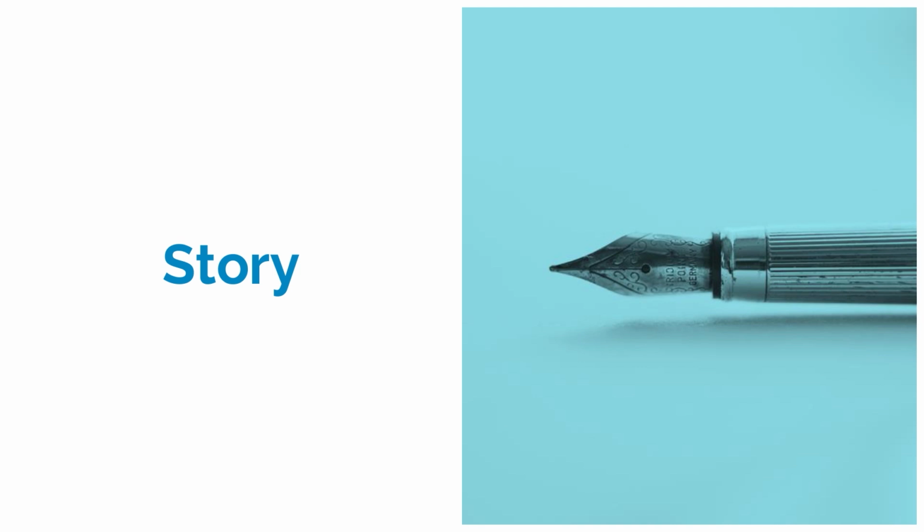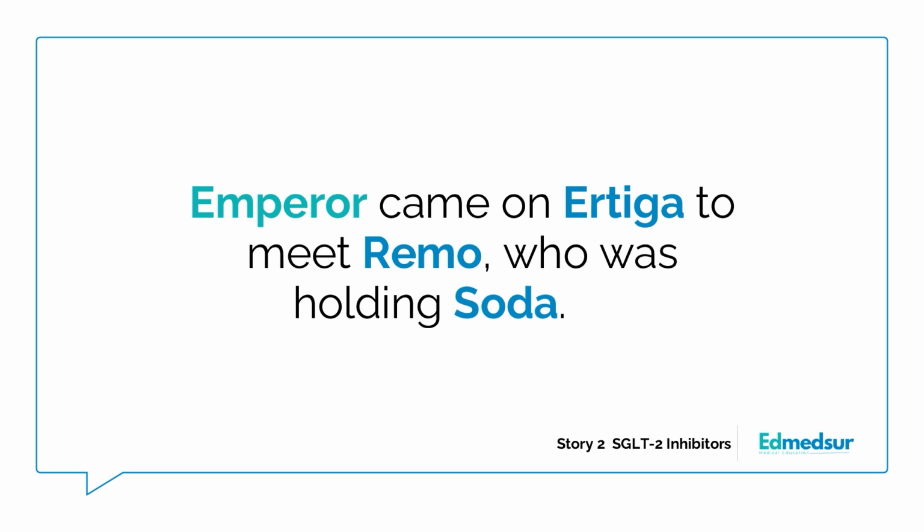Story. Now we will create a story to link these words together. The story is: Emperor came on Ertiga to meet Remo, who was holding soda. The sequence is Emperor, Ertiga, Remo, and soda.